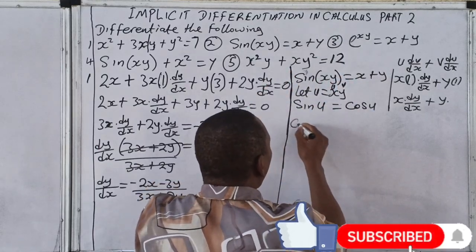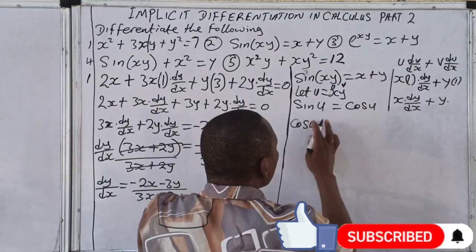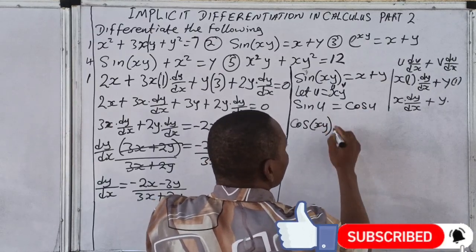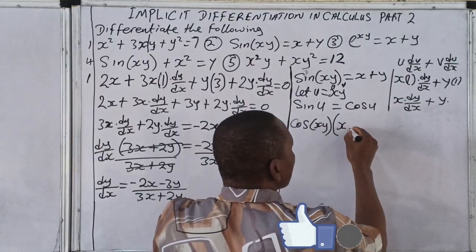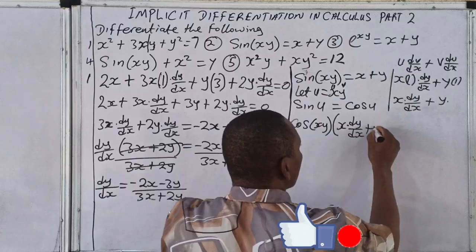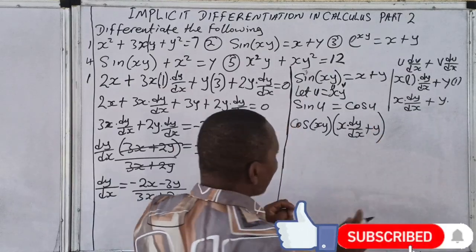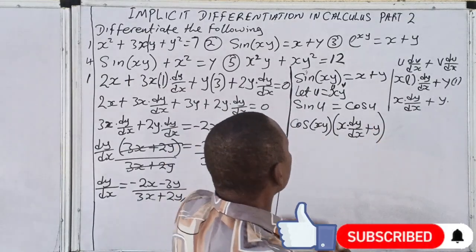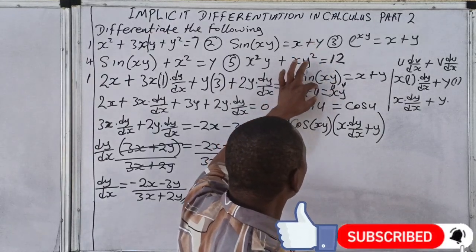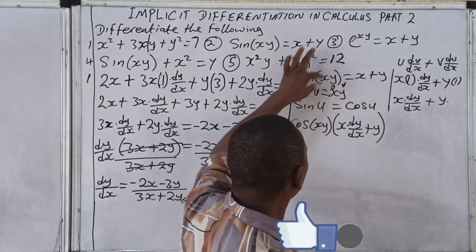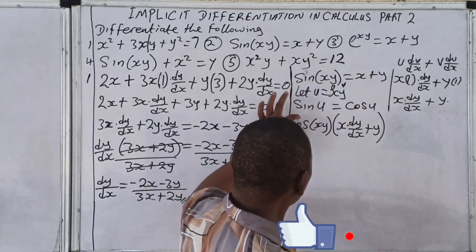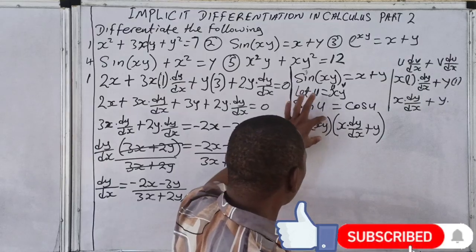So I will now put the answer here. We now have cos u. Instead of u, you can put cos(xy) in bracket, x dy/dx plus y. Now I will explain this. What I did first is sine xy. So this xy, u is now equal to xy. So we now have sine u. If you differentiate sine u, you have cos u. That is what you have here. Cos u, u is xy, so that's what you have here.